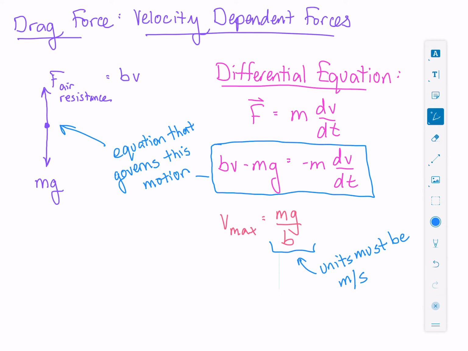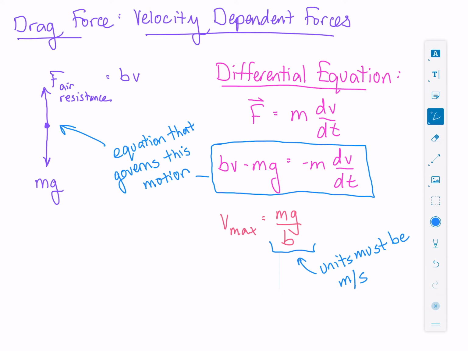So if I want to write the differential equation that governs this motion, I should start with F equals ma in differential form. So F equals m dv/dt. My net force, I have bv going up, mg going down. The acceleration is down, so negative m dv/dt. That boxed equation right there is our differential equation. Solving it, we would want to use separation of variables, which I'll do next video. Looking at it, the max speed we will ever hit will be when our upwards force equals our downwards force. So mg over b is our max speed.